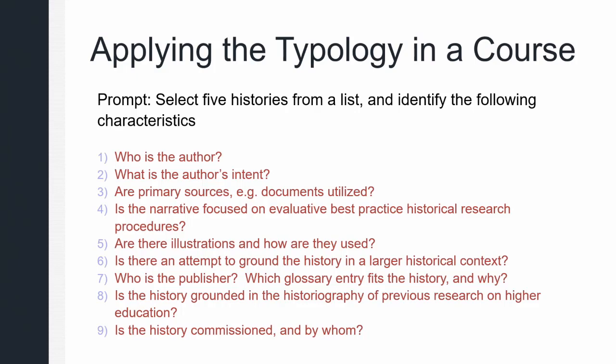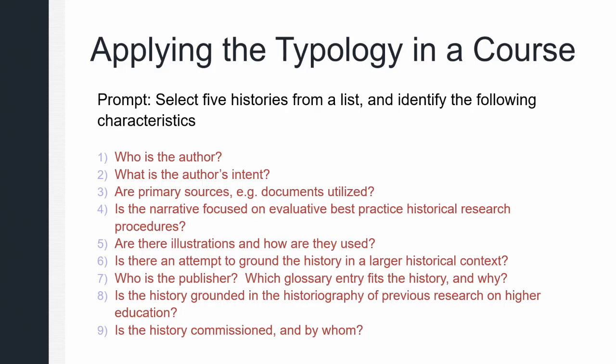Are primary sources and documents utilized? This is very important in best practices for historical research, especially in history of higher education courses. Is the narrative focused on evaluative best practice historical research procedures? Are there illustrations, and how are they used? Are they just glossy? Are they just to offer a glitzy approach to the history, or are they actually holding some historical purpose that's important to the narrative? Is there an attempt to ground the history in a larger historical context? Does it consider the larger issues in higher education in which that university or college has to function?